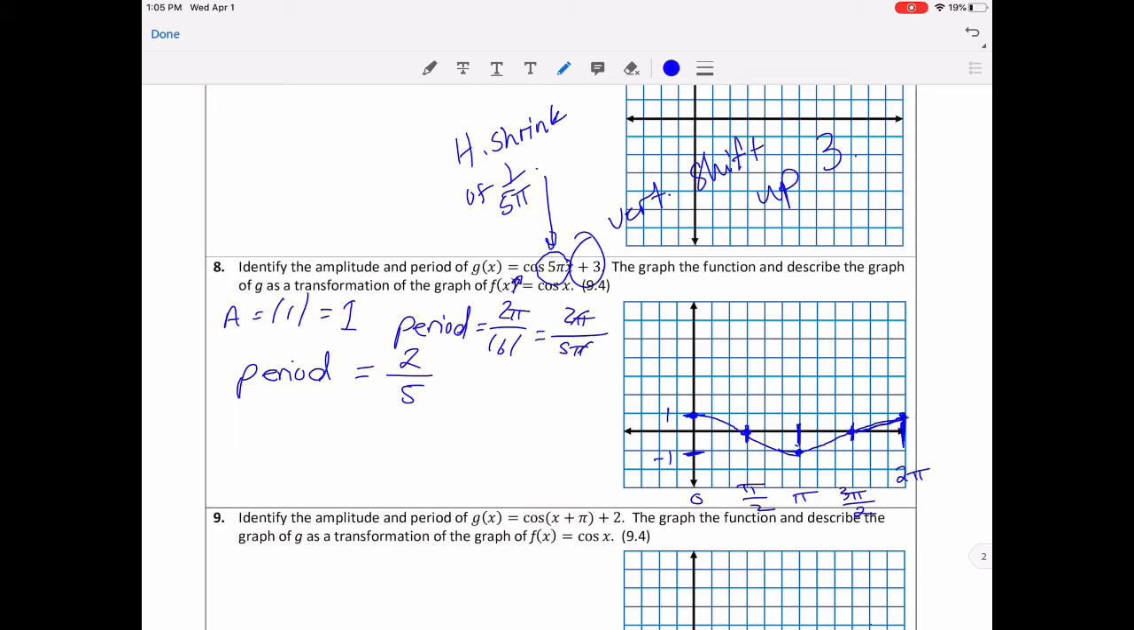All right, so now when I go to actually graph these things, I want to start with this vertical shift up 3. Well, I want to go up 3, and I want to put in that what? You got it, that midline. Okay? So I'm going to go ahead and dot in my midline here. And that's y equal to 3, and that's my midline.